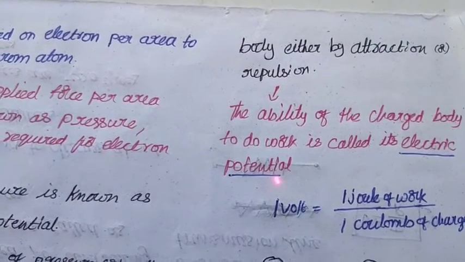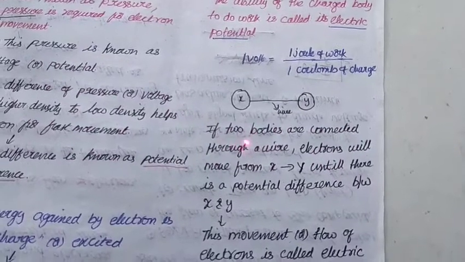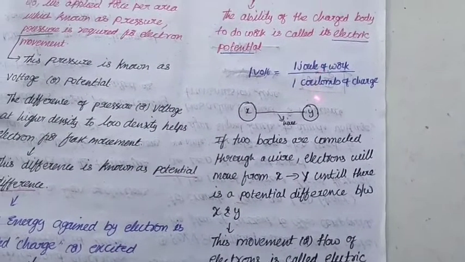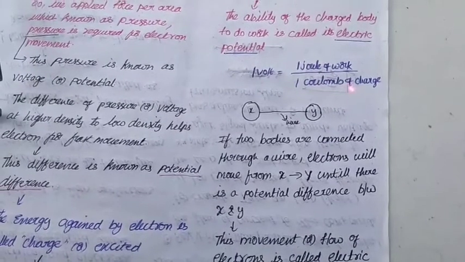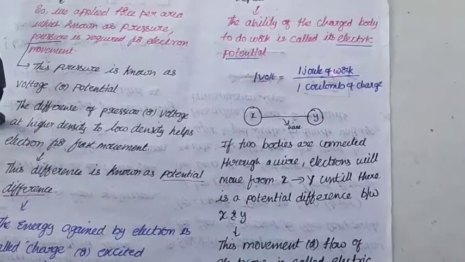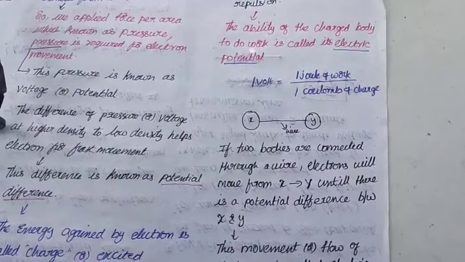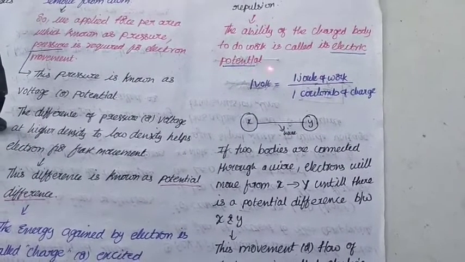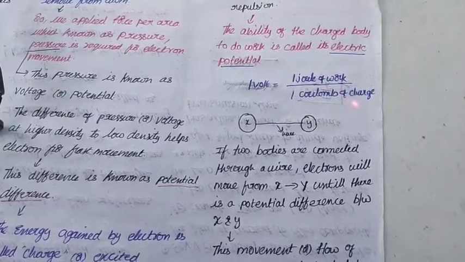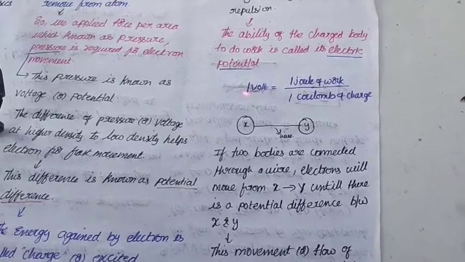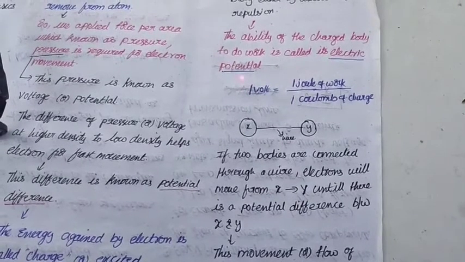1 volt is equal to 1 joule of work done by 1 coulomb of charge. I have mentioned this formula because I already said the ability of a charged body to do work is called electric potential, meaning the work done by the charge is called voltage. This voltage is known as electric potential.